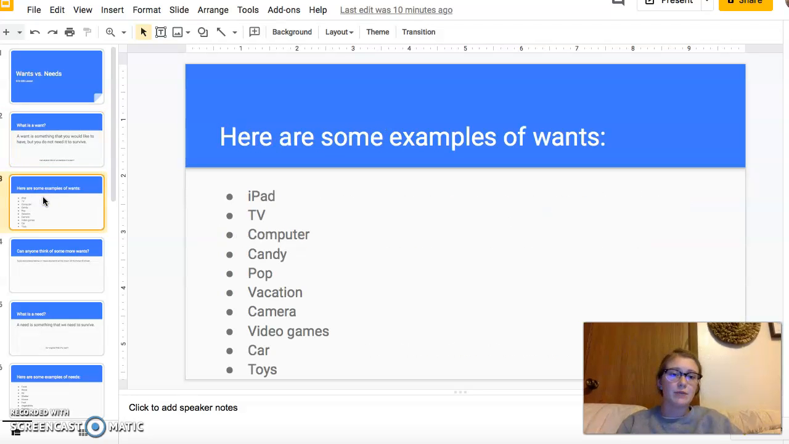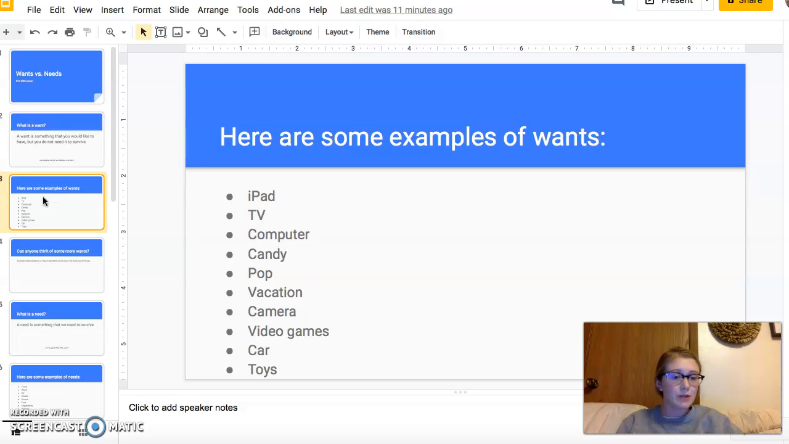So here are some examples of wants: an iPad, a TV, a computer, candy, pop, a vacation, a camera, video games, a car, and toys. These are all things that people want, but they don't necessarily need it to survive. So yes, it may be nice to have an iPad to play your games on, or to check the weather, or to call your friends, but do you need it to survive? No, you can survive without it.